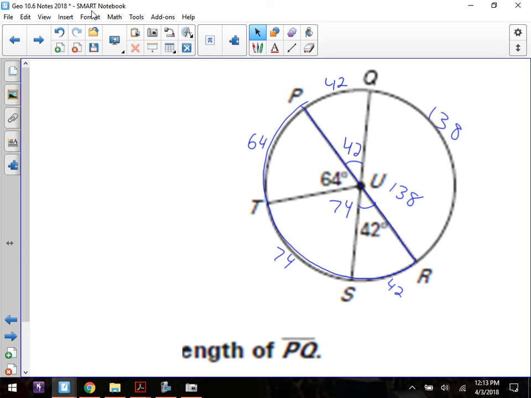TQ, I just did that one. And then PS is going to be our 180 subtract 42, so that would be what, 138 again? And then PTR is how much? Did you write 72 for the TS? Because it's from here to here. It should be 180.